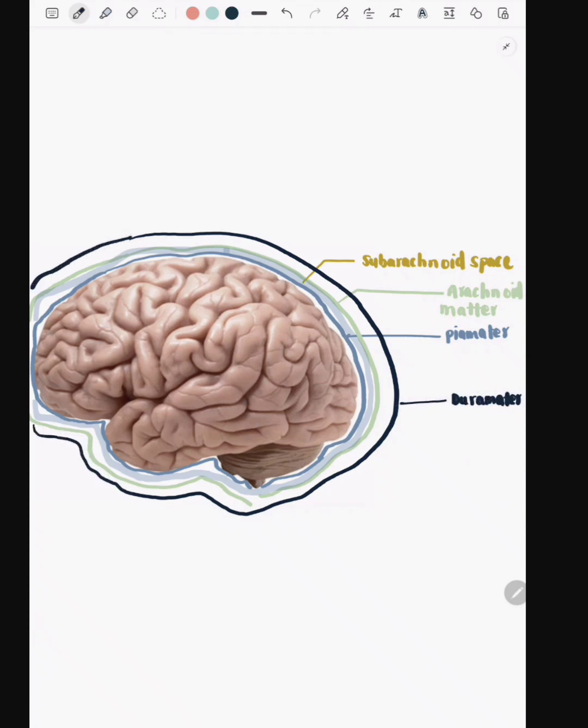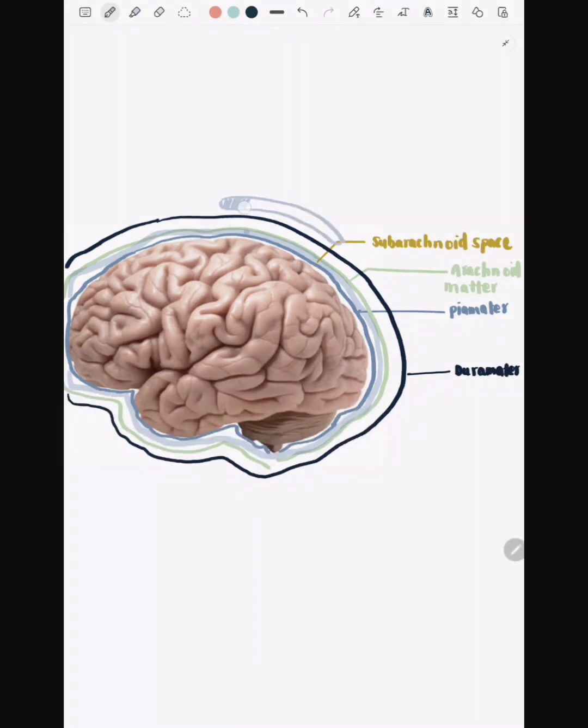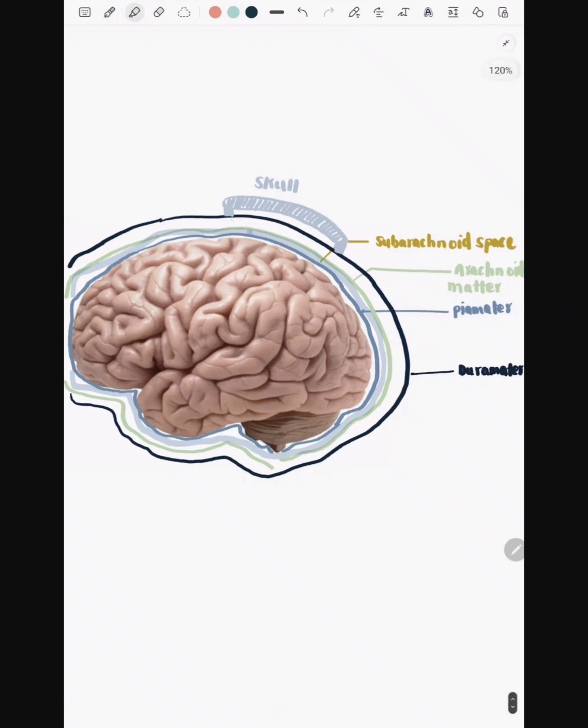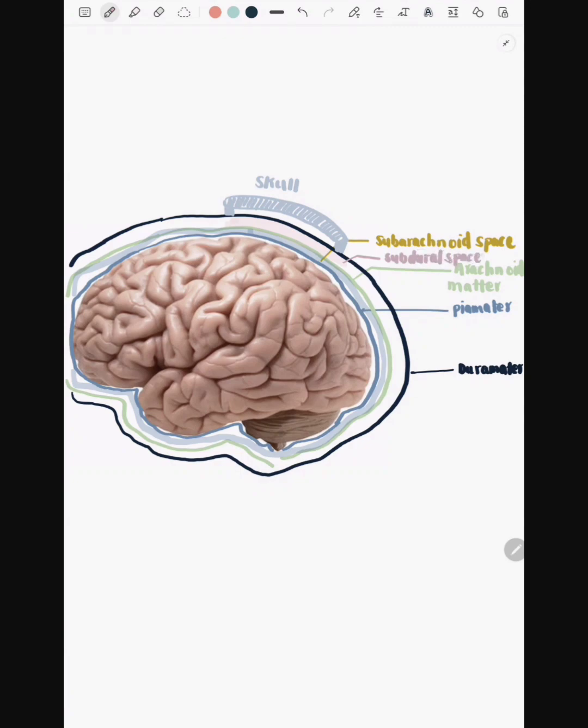Dura mater is present above the arachnoid membrane, which is the first layer. Unlike pia mater, it is attached to skull bone at particular points and leaves a space between skull bone and dura mater known as epidural space, and it leaves a space known as subdural space below it.